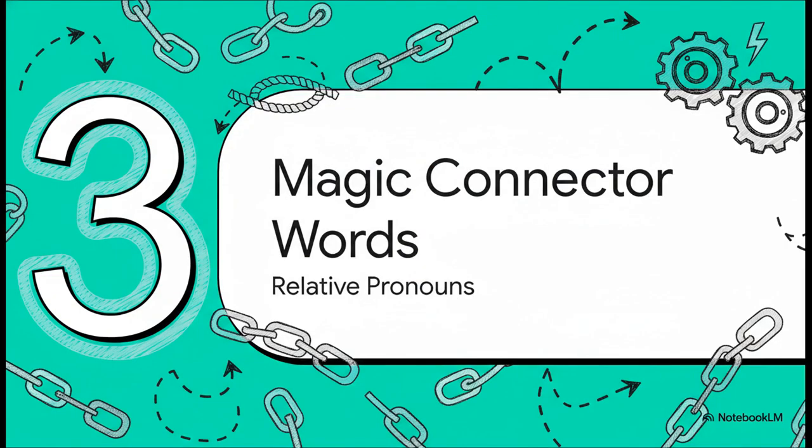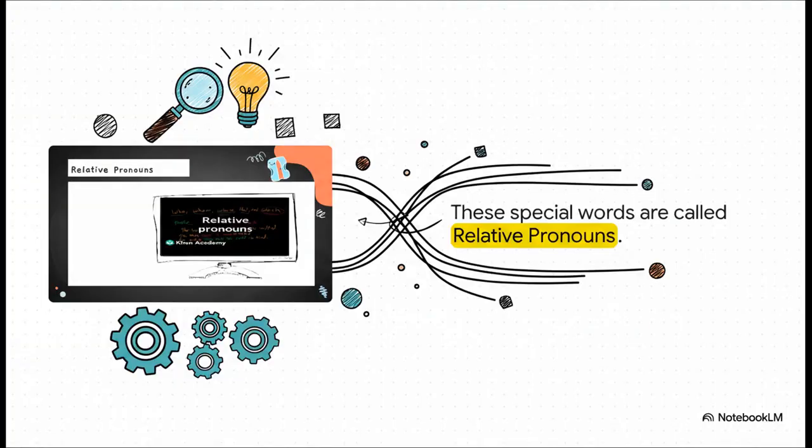All right, so how do we actually attach this extra info to our main sentence? Well, you need a special set of words, kind of like magic connector words. And these are our magic words, relative pronouns. They're what kick off our relative clause, and they link it right back to the noun we're talking about. Seriously, they're like the glue that holds these awesome, complex sentences together.